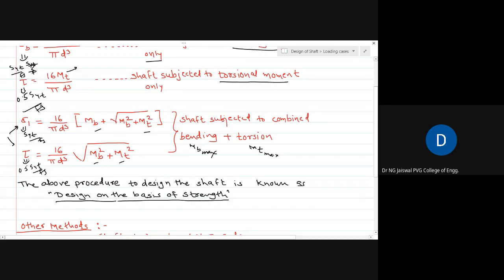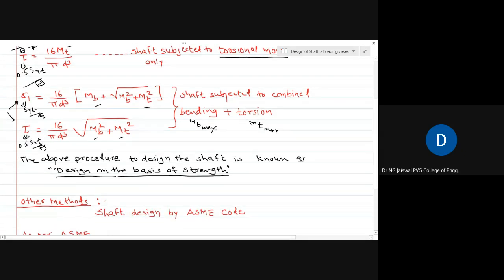The entire procedure which we described so far is called the design procedure, design on the basis of strength. Why is it on the basis of strength? Because we equate it to the permissible strength, the permissible stress. That's why it is designed on the basis of strength.